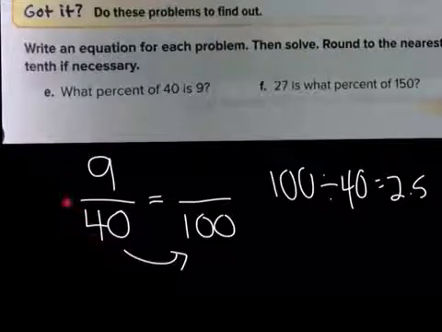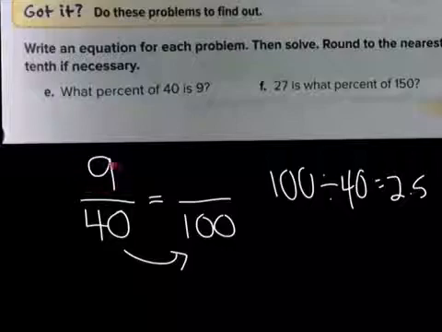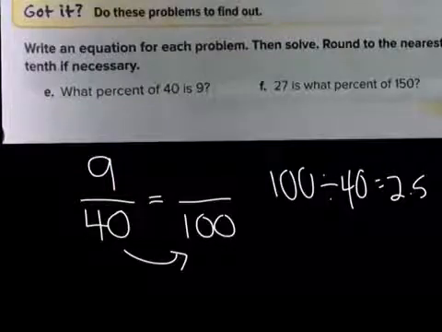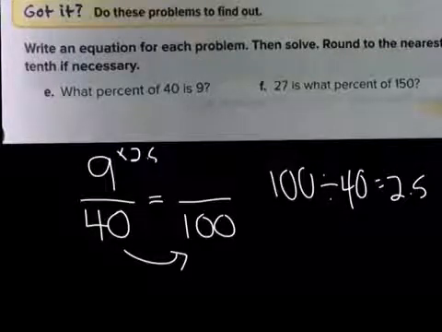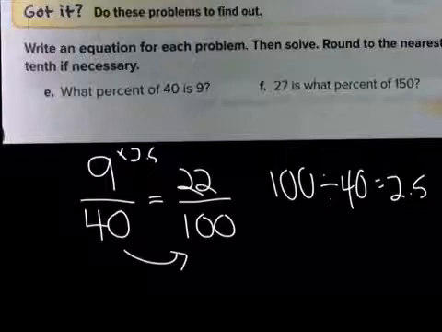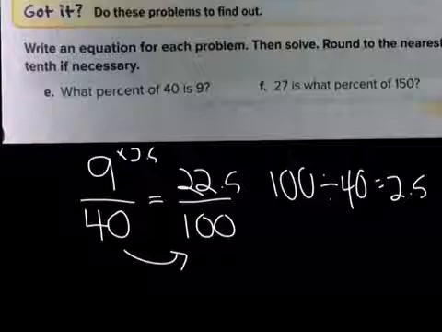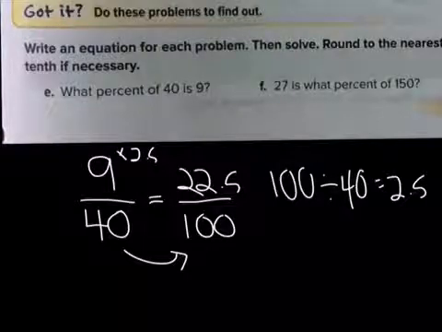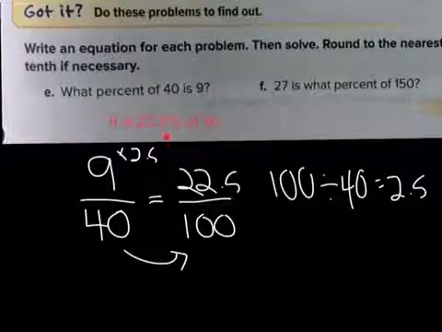When you see this, boys and girls, and we're working on estimating, you know that this is about 1/4. 10 would be 1/4, right? 1/4, which is 25%. So this is just less than that. This is less than 25%. When you multiply 9 times 2.5, you're going to get 22.5. And that's close to 25%, right? So you know it's correct, and that is your answer. So 9 is 22.5% of 40.